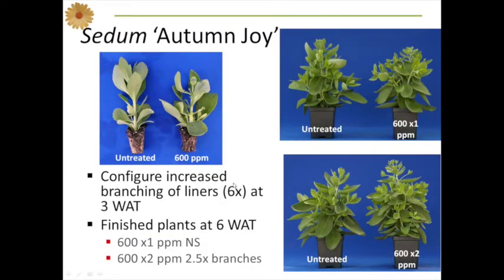We also looked at multiple applications, both in the liner stage, as I described with Agastache. You can see that if we treated that only one time at the liner stage, we did not have a persistent improvement in branching with the finished plants. However, if we made that second application within a few days after transplanting, you can see that we've had 2.5 times the number of branches on that treated plant as we did on the untreated control. So multiple applications are definitely the key to using these branching enhancers.